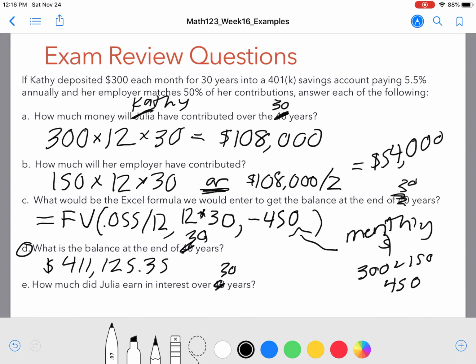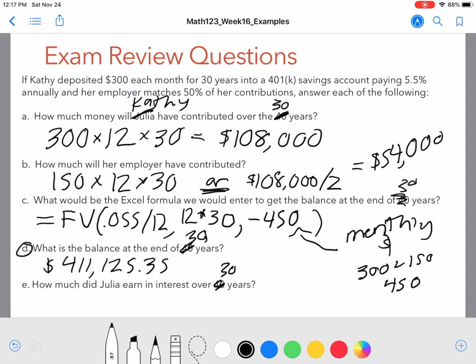So that's part D. That's the balance at the end of 30 years. Again, on your exam, you would be provided with that balance because you're not able to calculate it. You could be asked part C, which is to write the Excel formula, but you would be given the balance.